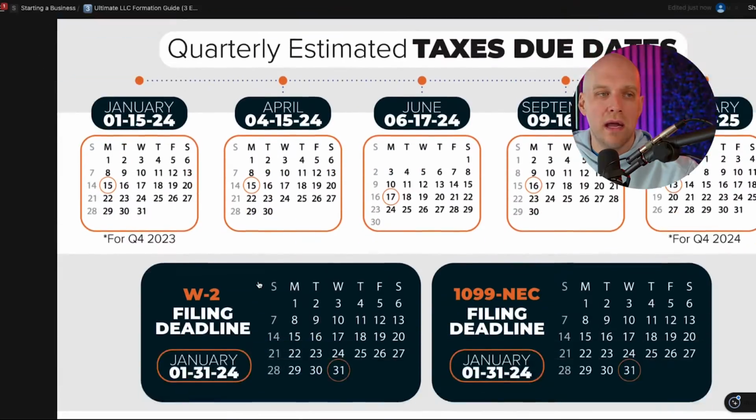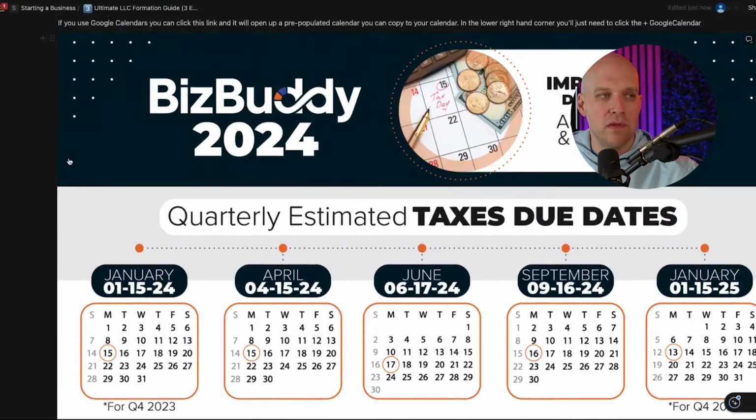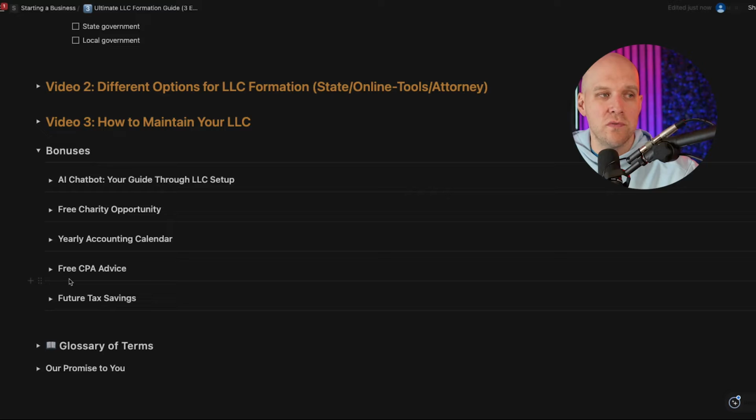There's a free charitable opportunity. We're going to get into that more in the next video, that if you do decide to go with online LLC services, there's an additional $20 to charity, but we'll get into that in the next video. Yearly accounting calendar, super important. Again, this is all stuff that's going to be explained in future videos here, but I just wanted to make you aware of all this, that this is available for you. And you're going to see the QR code on the screen that you can scan to get that, or there'll be a link in the description below.